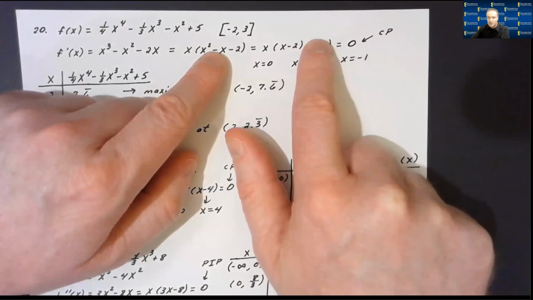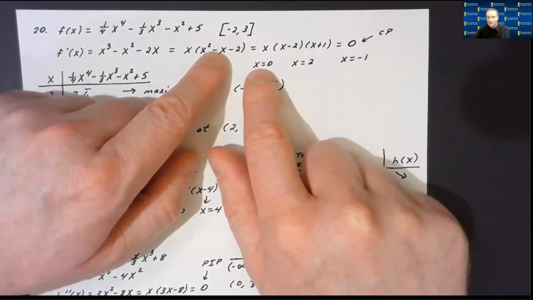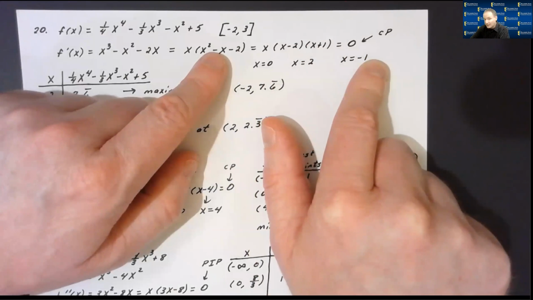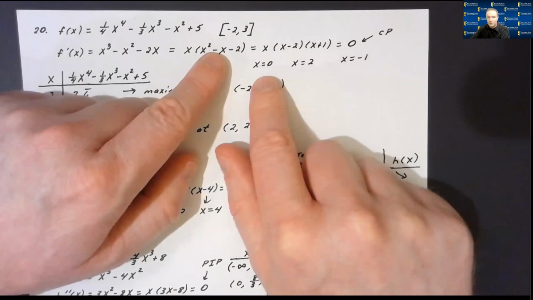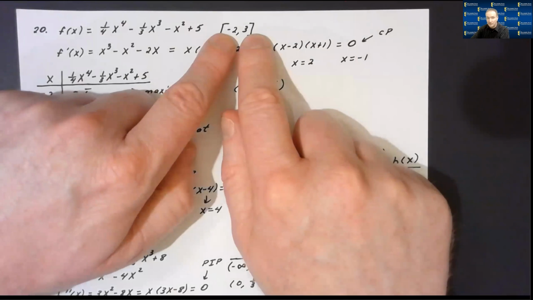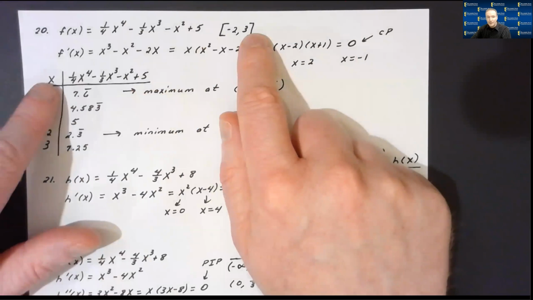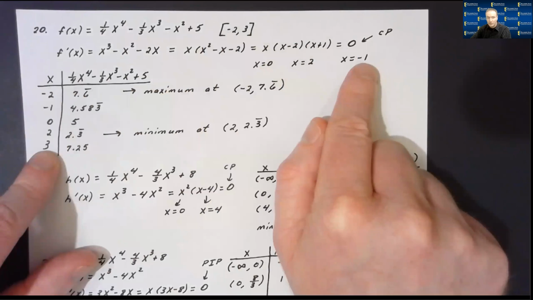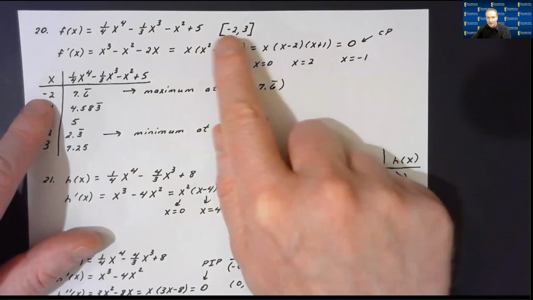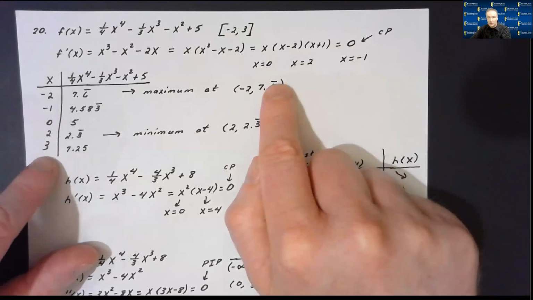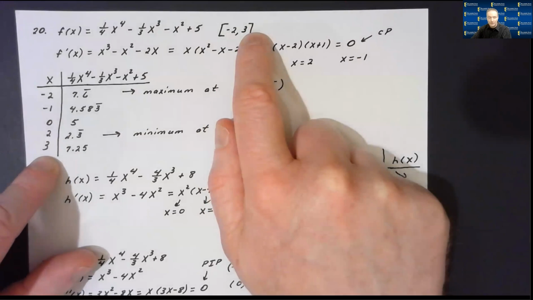Here, each of your factors set equal to 0. We're going to have critical points at 0, 2, and at -1. And unlike a lot of problems, every single one of the critical points that you can find are inside of your endpoints. So they're all valid for consideration. So I said, I need to test my endpoints and every critical point within them. So I went in order, -2, -1, 0, 2, and then of course the last endpoint of 3.